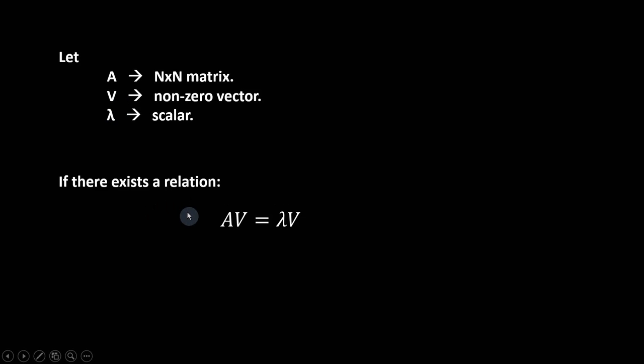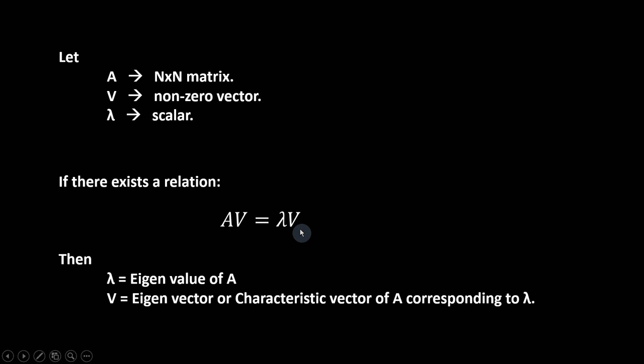Then if there exists a relation between these three as AV is equal to lambda into V, then we can say lambda is an eigenvalue of A and V is an eigenvector of A corresponding to lambda. The eigenvector is also called the characteristic vector of A.